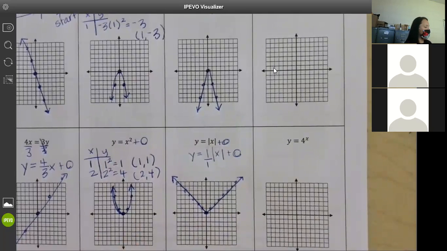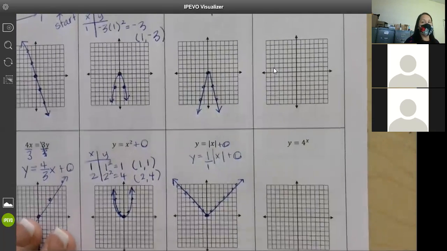All right. So same thing for the next one. The only difference is in exponential, your y-intercept is not 0. Okay, your y-intercept is not 0.